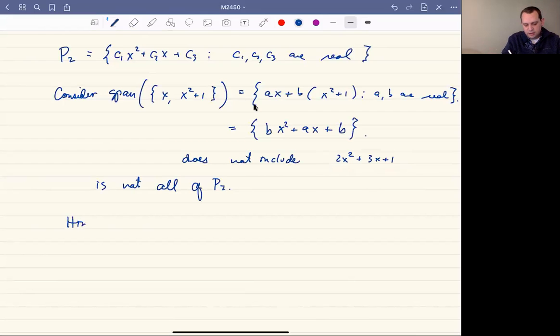I will let you determine whether or not this is a subspace. Here's a hint: this is a subspace. Spoiler alert. Okay, prove it. Try and justify that. Why is this a subspace?